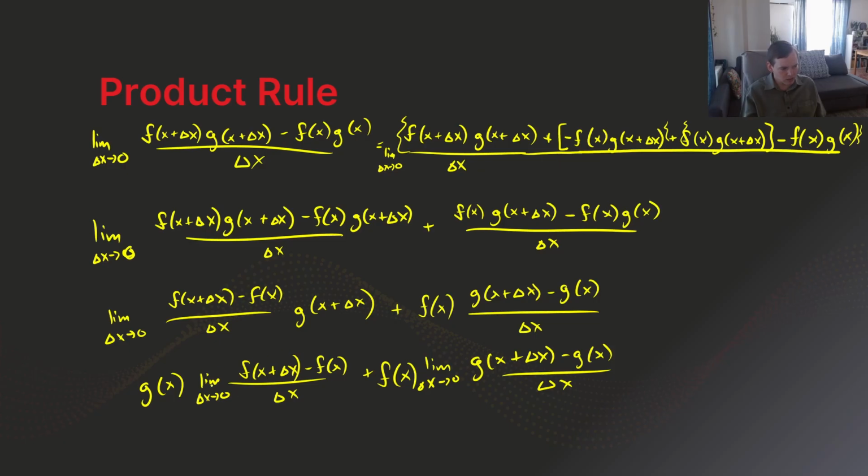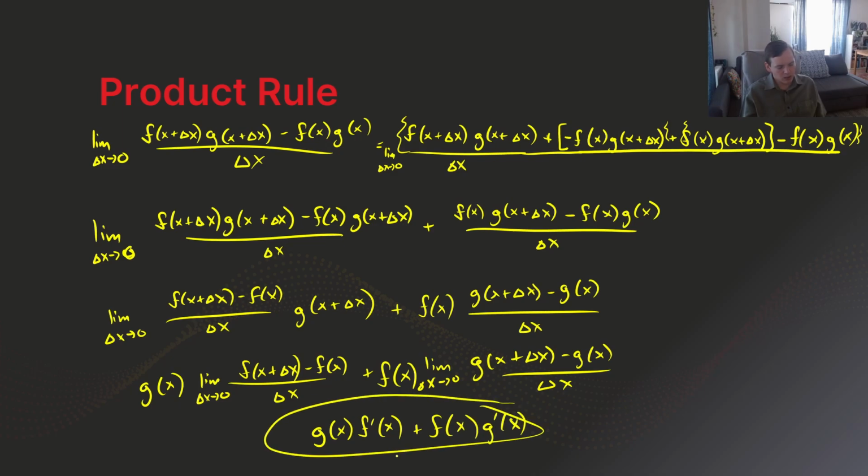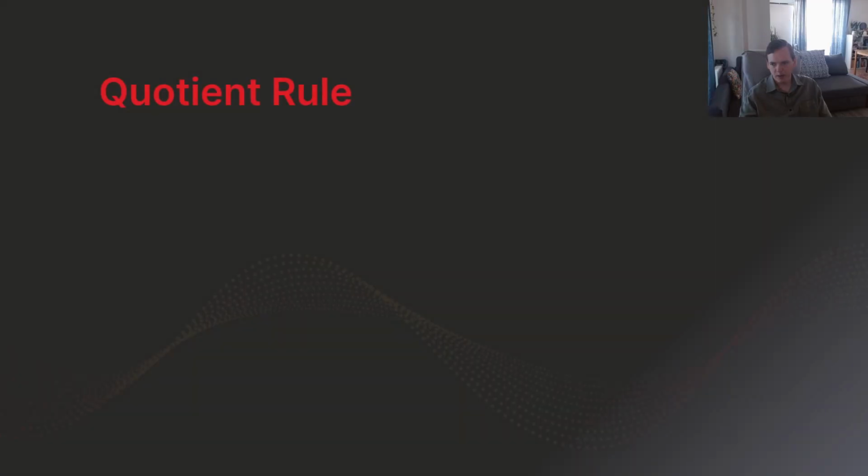And we'll notice this right here is the derivative of f of x. Similarly, we have the derivative of g of x in our second term, so I get g of x times f prime of x plus f of x times g prime of x. And I don't remember exactly what we had written in our notes, but this is an equivalent form of the product rule. So that's a proof of the product rule right there.